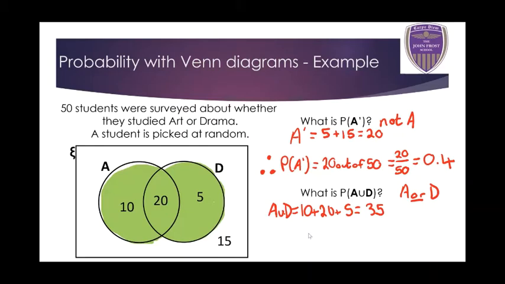10 plus 20 plus 5 is 35. So we have 35 people who do art or drama. 35 out of 50. That's our probability of picking an art or drama student. Put it into a fraction, solve it. Probability of picking someone who does art or drama is 0.7.